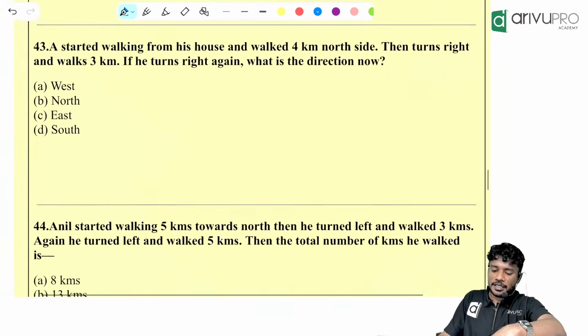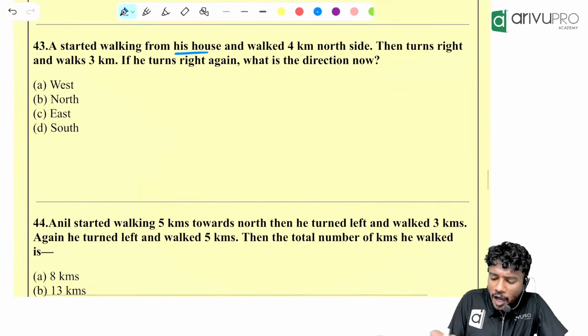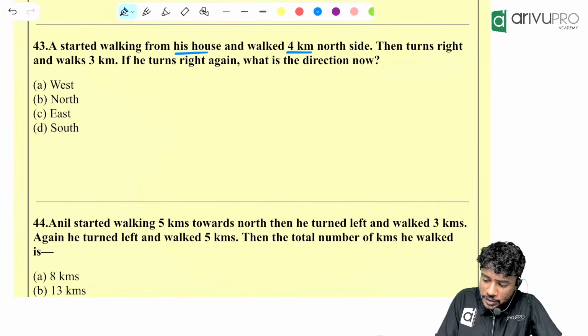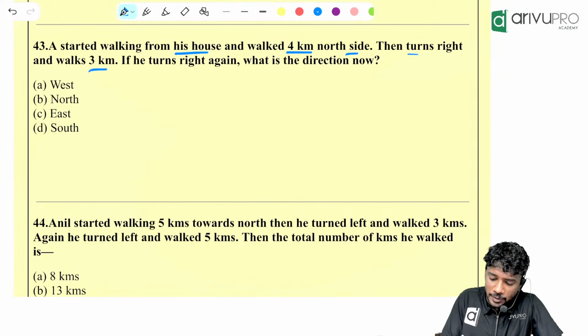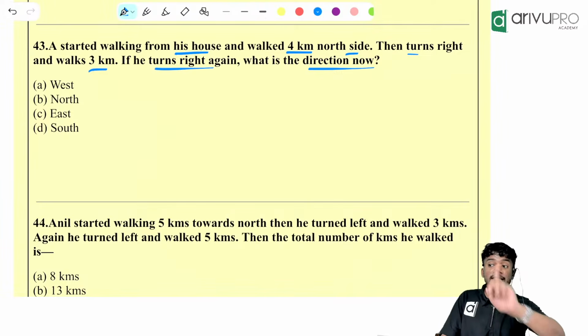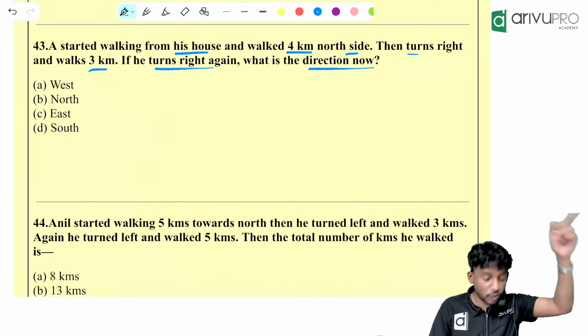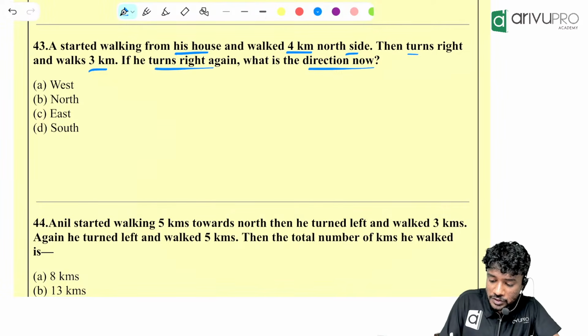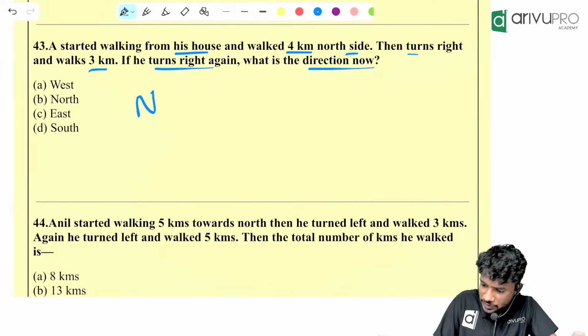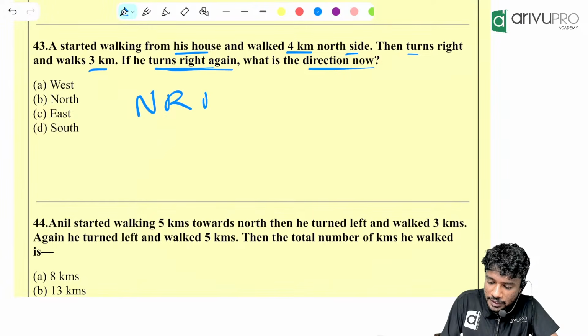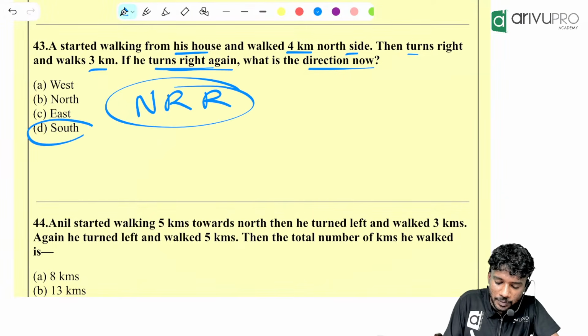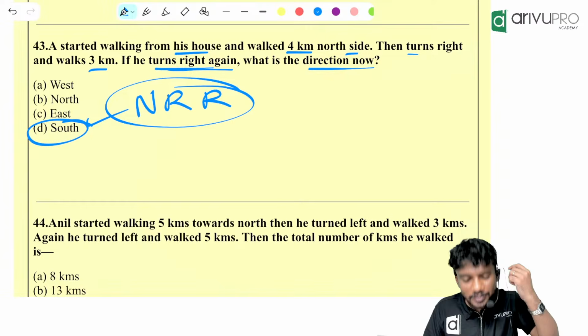Look here. A started walking from his house and walked 4 kilometers north side, then turned right 3 kilometers, then turned right again. Which direction is he now is the question. That means finally he is facing in which direction? Type 1 question. So A started walking from his house, 4 kilometers north. Initial direction is north. Then turned right. Then turned right. Right will become what, people? South. Opposite is what? South.